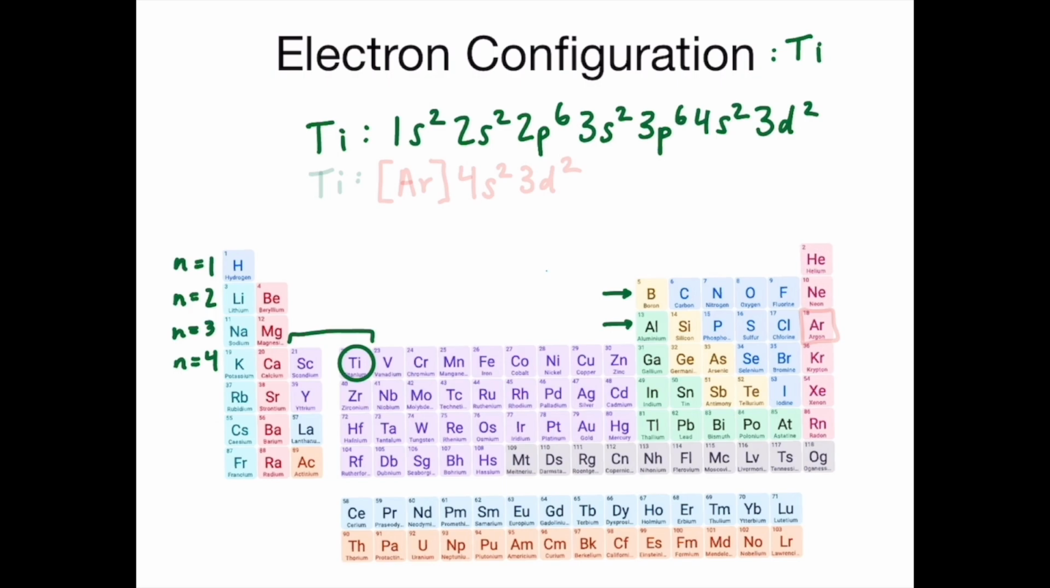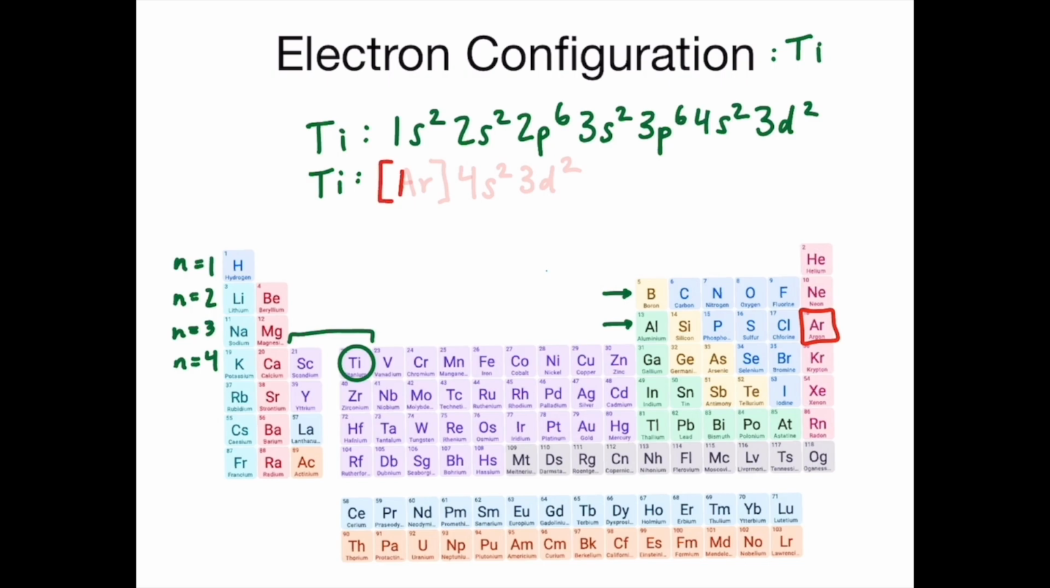But what about the noble gas configuration? Even though we're ending with 3d2, we still need to use the noble gas that is closest. In this case, it is argon.